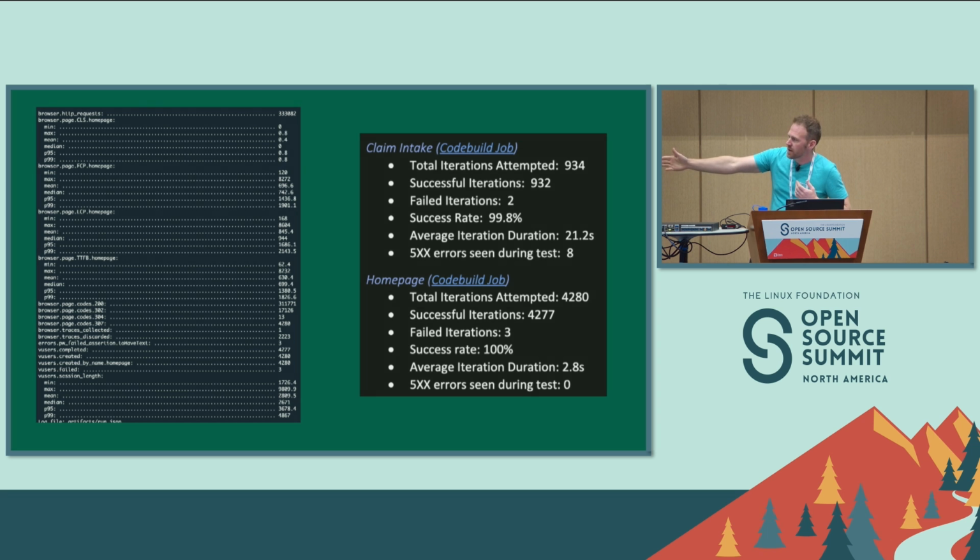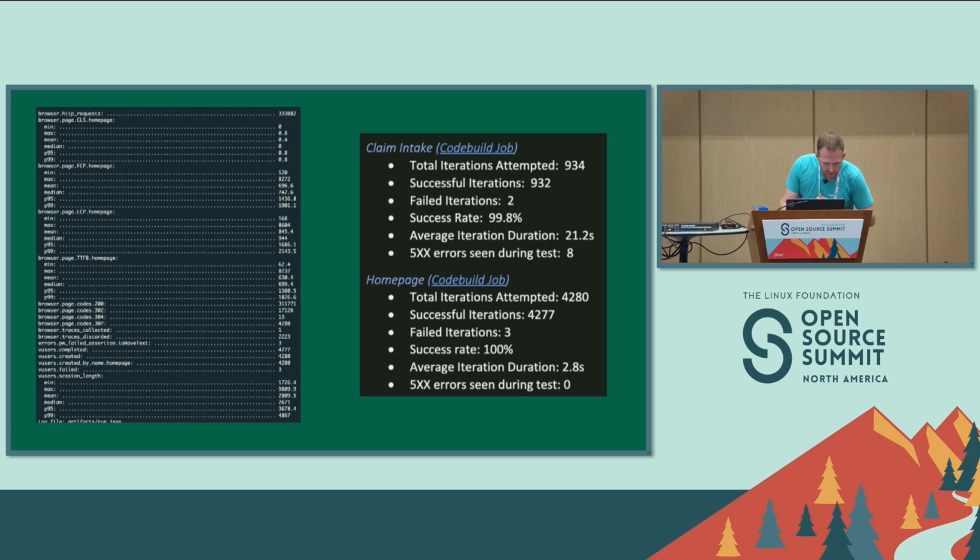We do measure 500 errors seen during the test, and so I think one interesting thing to look at there is we had 8 500 errors, but that didn't correspond with 8 failed iterations. And so that's just an illustration of how that user journey success rate is really what matters for us. And obviously you can see that the homepage metrics are a lot higher.